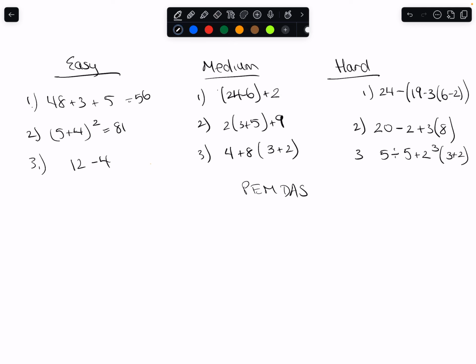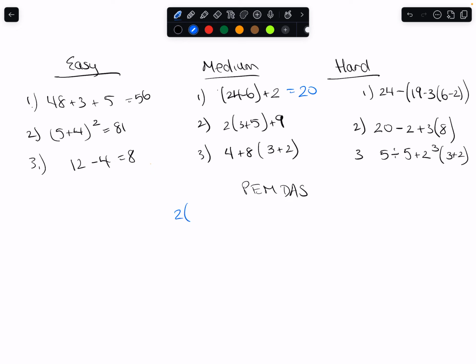Next up is simple math again, because we're on this easy section, is 12 minus 4. 12 minus 4 is 8. Let's head to the harder section, the medium section, actually. First, we do parentheses. 24 minus 6, 18. Everything comes down. 18 plus 2 is 20. The answer to this question is 20. Great.